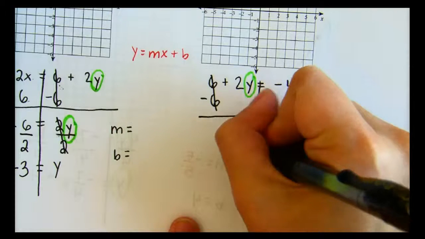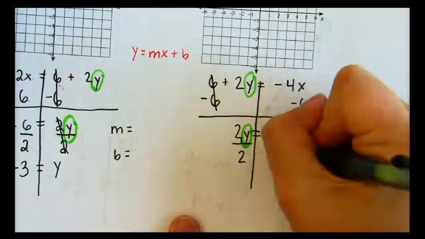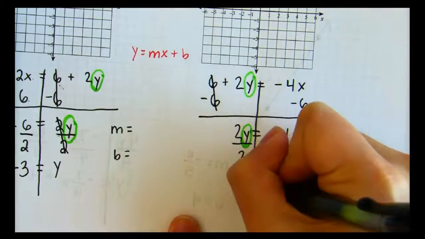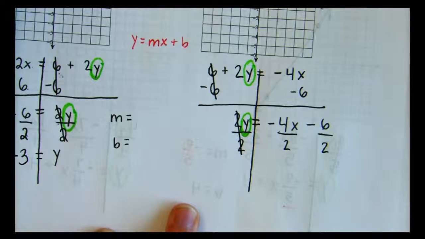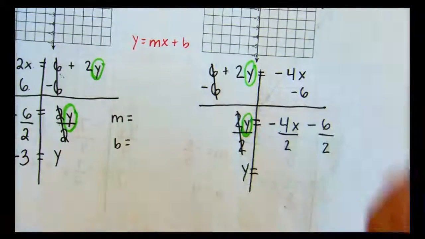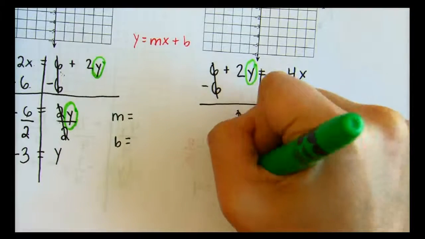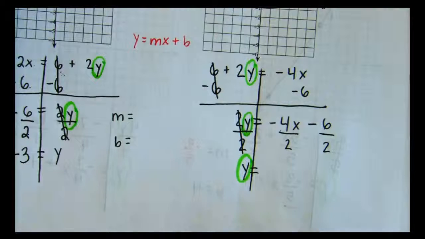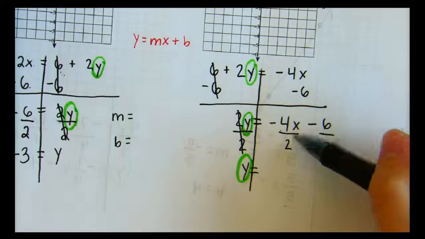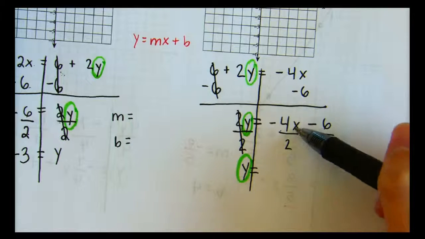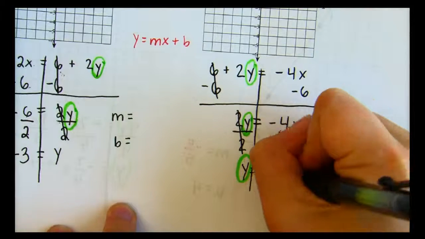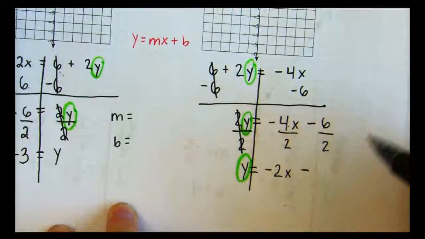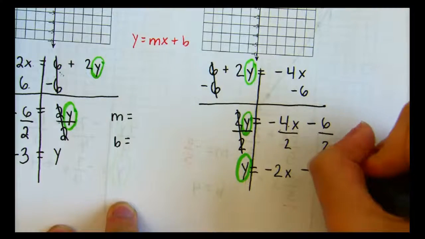Since 2 is being multiplied, I'm going to divide by 2 to every single term. So that in the end, this 2 is going to cancel out. I'm left with y equals. So now my y is by itself, and I'm going to simplify. I can leave this as a fraction if I want, or I can divide, so I could leave it as negative 4 over 2x, or I could divide 2 into 4, leaving me with negative 2x minus, and then 6 divided by 2 will leave me with 3.